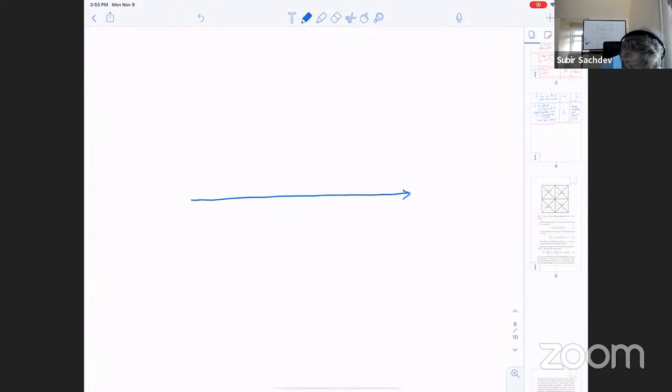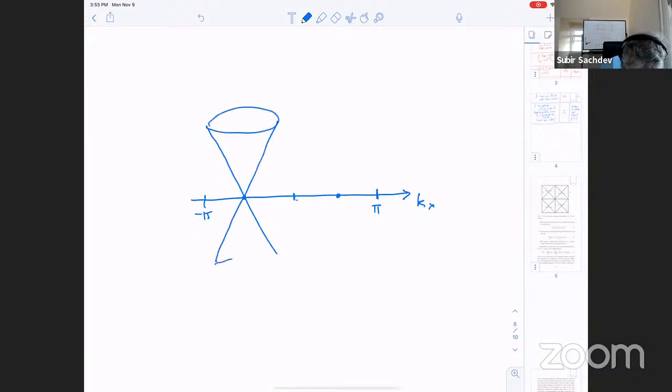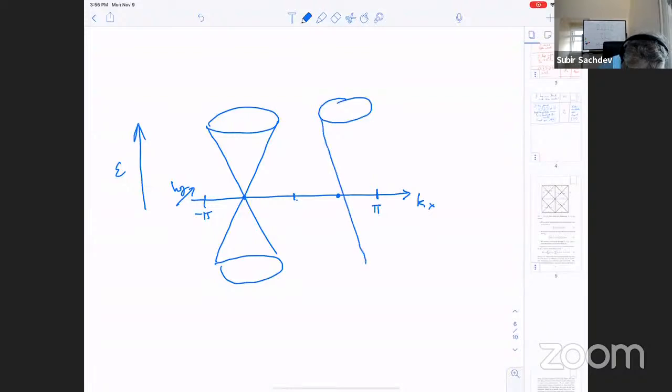This is Kx. It goes from, I think, pi to minus pi. This is 0. You get 2 Dirac nodes. So this direction is E, and that other one is Ky. And you get another one over here. Of course, they meet up in some way.